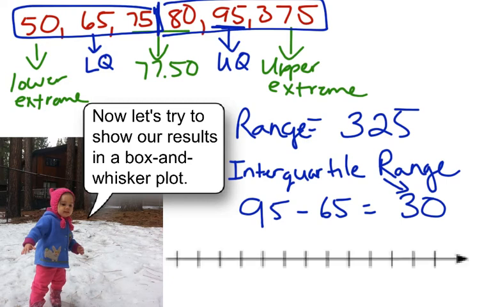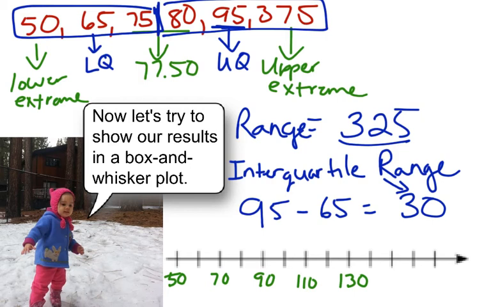Finally, I'm going to plot these on a box and whisker plot. So I have a number line started, and I know that I have a range of 325. So I'm going to be counting up pretty far. I'm definitely going to start my graph at 50. And then I'm going to go up by tens, but I'm not going to label every one. 50, 60, 70, 80, 90. That way my graph looks a little neater. 100, 110, 120, and 130.